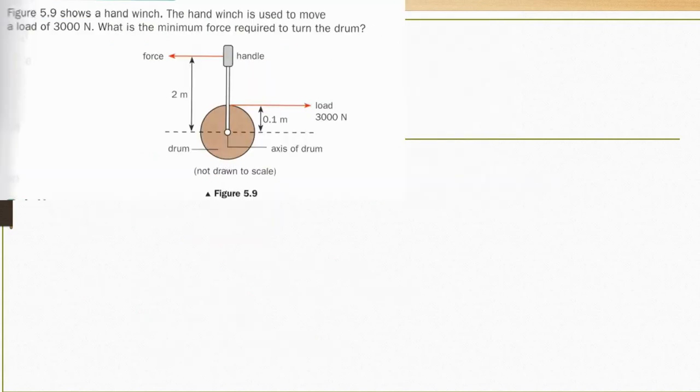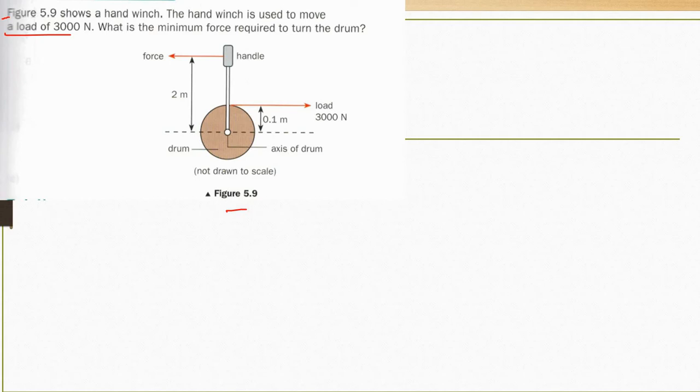So let's see next question what you have. So sometimes question look difficult, but actually it's not difficult. We have to just make some map or some diagram and try to fit what we have just now learned. Let's see this question. So figure 5.9 shows a hand winch. The hand winch is used to move a load. You know, this is the hand winch which is used to move any kind of load.